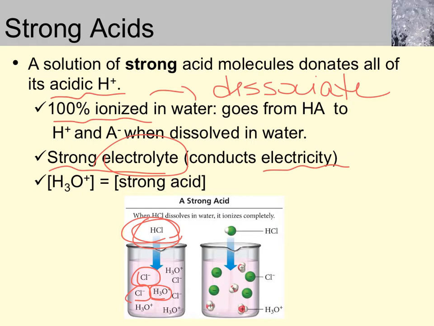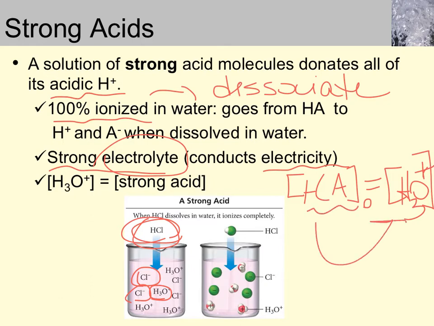And once again, due to the fact that it's a strong acid, the concentration of the original acid equals the concentration of hydronium ions. And that's because all of this acid ionizes. So it's real easy to calculate pH.